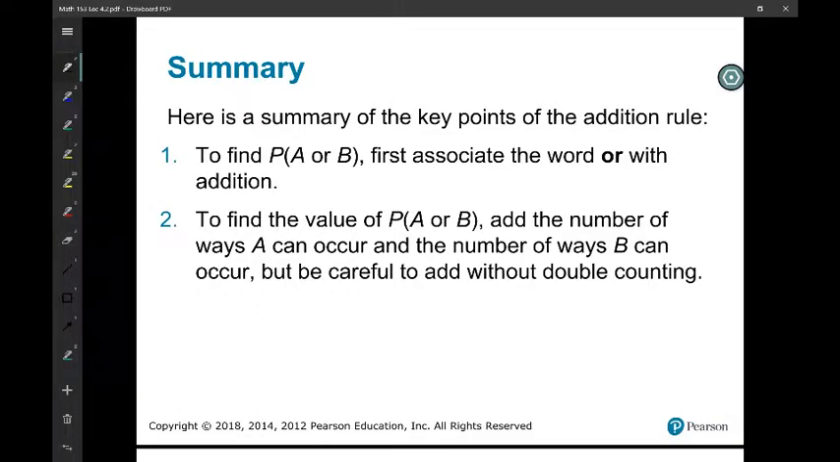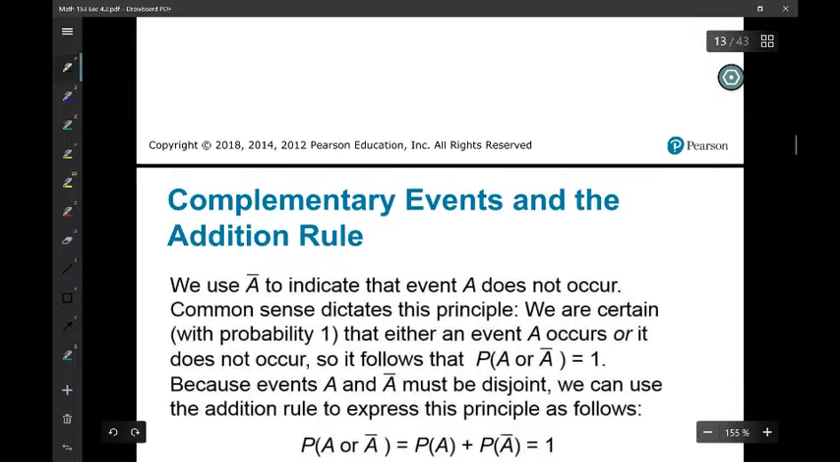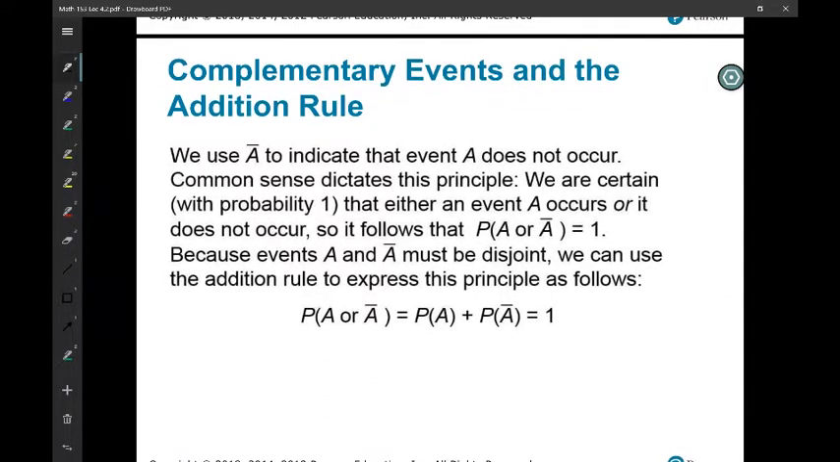Summary. Here is a summary of the key points of the addition rule. To find the probability of A or B, first associate the word or with addition. So when you see or, think addition. To find the value of the probability of A or B, add the number of ways A can occur and the number of ways B can occur, but make sure that you don't double count. And we'll see examples of that in the homework.